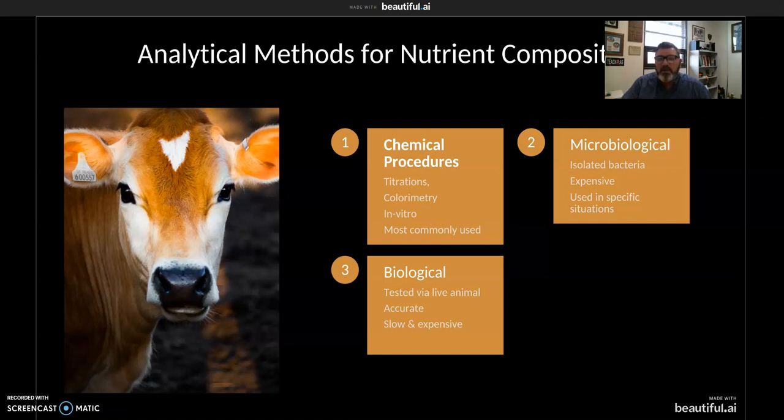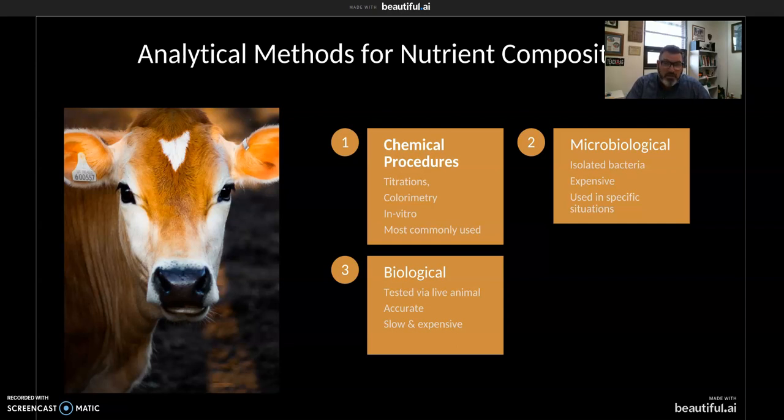We can also do some microbiological methods, where we isolate some bacteria, feed them different feedstuffs on a substrate, and then determine the amount of nutrient disappearance. These are used only in very specific situations because it is somewhat expensive and also lacks some practicality at times. And then finally, there is biological testing methods, where we essentially just straight test it on a live animal, and we'll hit on that one a little bit as well.